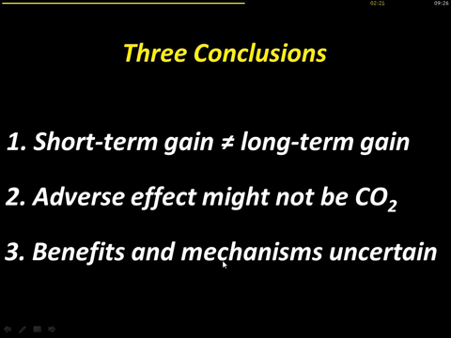The benefits and mechanisms, even from a laboratory in-depth study, are often very difficult to understand and in a clinical trial are usually impossible.